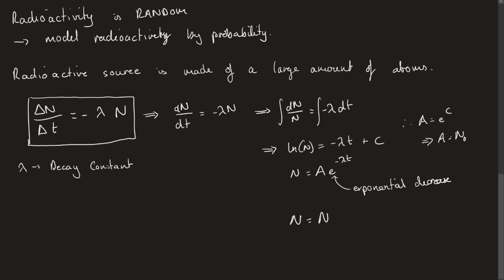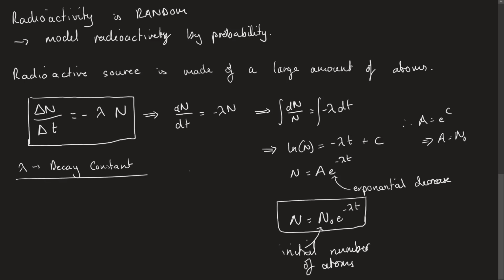And then we have our second equation. N is equal to N naught times e to the minus lambda t, where N naught is the initial number of atoms, lambda is the decay constant, and t is just the time as it's going along. And this then tells us that whenever we have any type of radioactive decay, it's always an exponential decay. So radioactive decay is exponential.